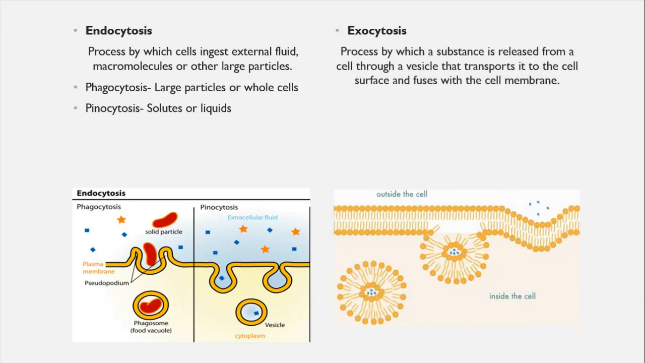Exocytosis is basically the opposite of endocytosis. It's a process by which a substance is released from a cell through a vesicle that transports it to the cell surface. A vesicle can merge with the cell membrane because they are both made of phospholipids. The layers press into each other, and the phospholipids rearrange themselves a little so they can open up and release their contents to the outside of the cell.